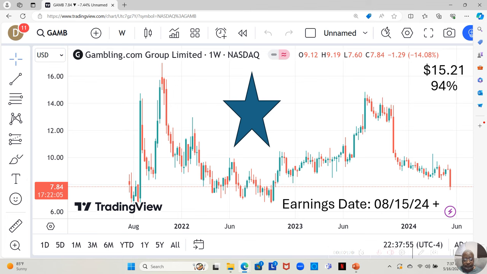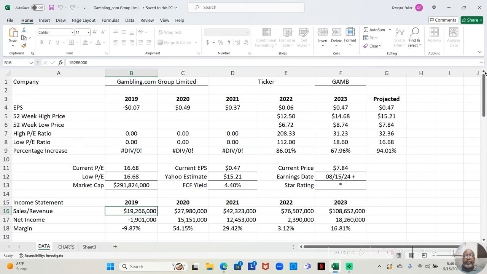stock. Once again, the stock we're looking at is Gambling.com Group Limited, and the ticker symbol is GAMB. Now, I have the earnings per share for all 5 previous years on this company, but I don't have the price data. I just have the price data for 22 and 23. So first, let's start with the earnings per share.